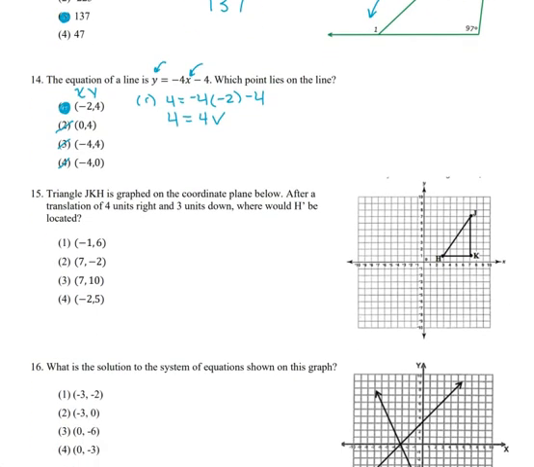15, it says triangle JKH is graphed on the coordinate plane below after translation of 4 units to the right and 3 units down. Where would H prime be? So here's H. I'm going to bump over to the right 4. So 1, 2, 3, 4. And now I'm also going down 3. 1, 2, 3. So H prime would be at 7, negative 2.